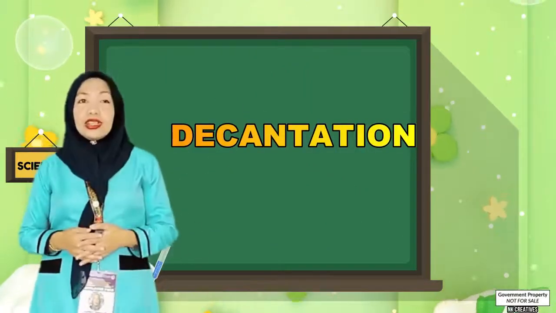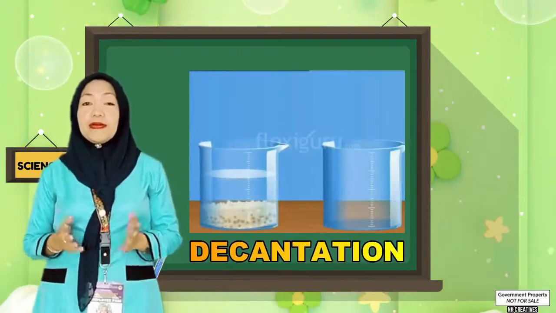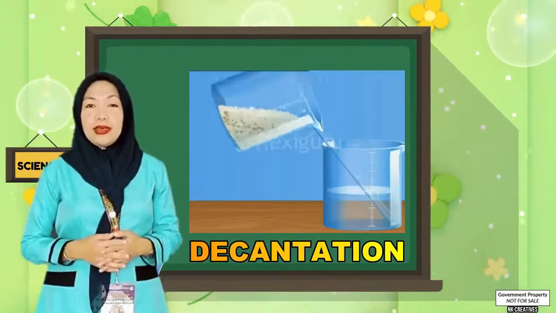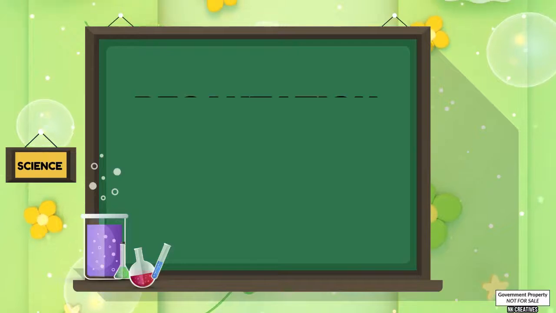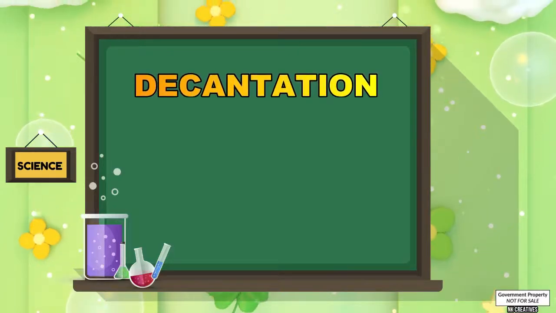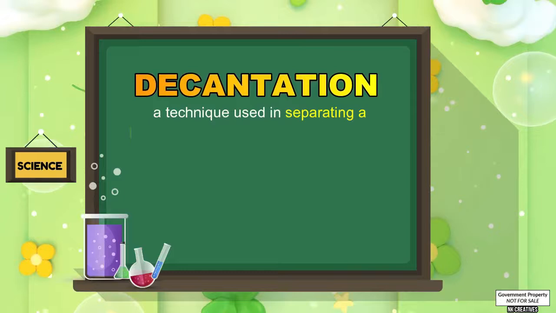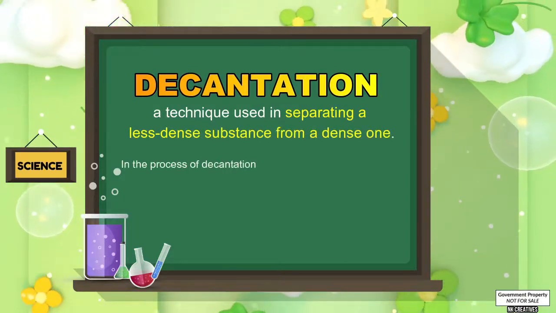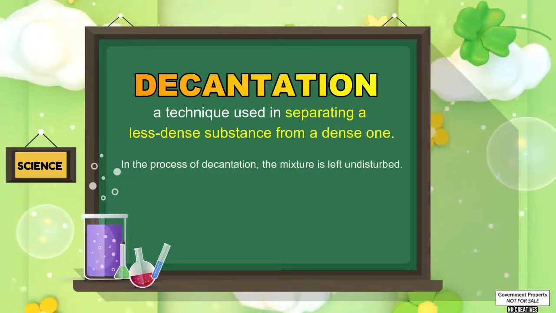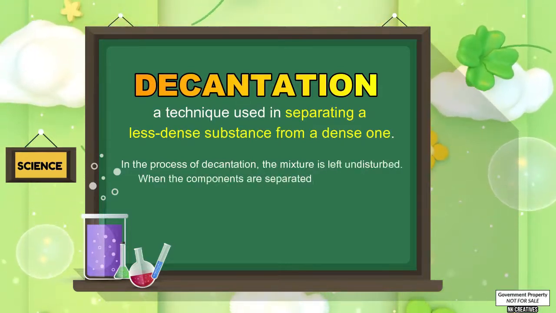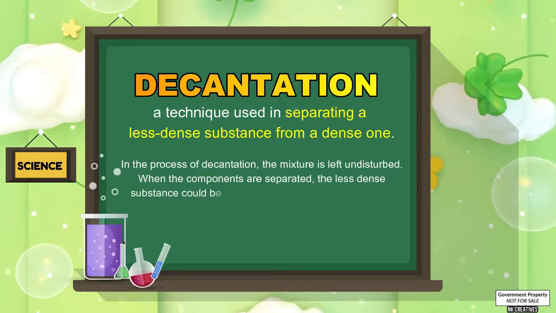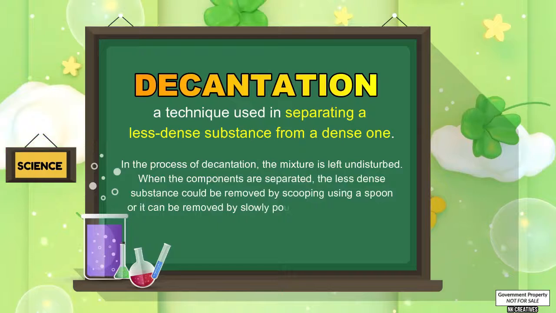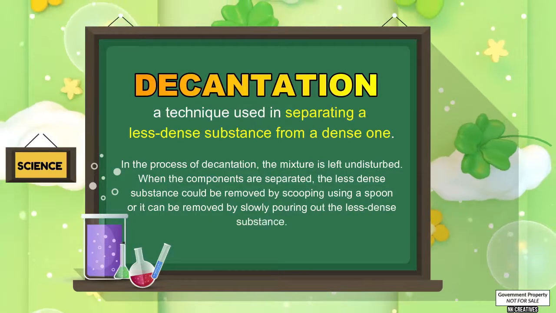Decantation. Decantation is a technique of separation by means of pouring out the liquid and leaving the insoluble solid sediments behind. The first technique is what is called decantation. It is a technique used in separating a less dense substance from a dense one. In the process of decantation, the mixture is left undisturbed. When the components are separated, the less dense substance could be removed by scooping using a spoon, or it can be removed by slowly pouring out the less dense substance.